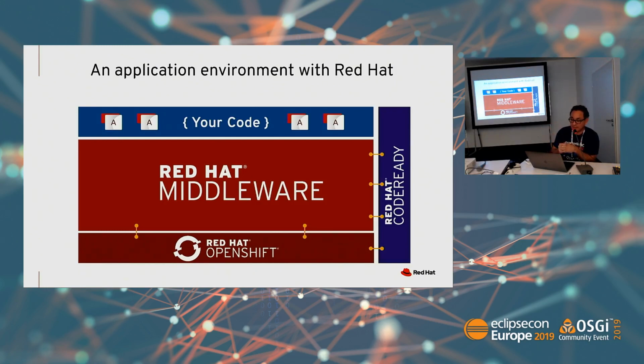High-level picture. This is basically an application environment with Red Hat. It would look like this. Red Hat middleware in the middle. Everything runs on OpenShift and is optimized. All of our middleware is optimized around OpenShift, and the tools on the right, code-ready workspaces.